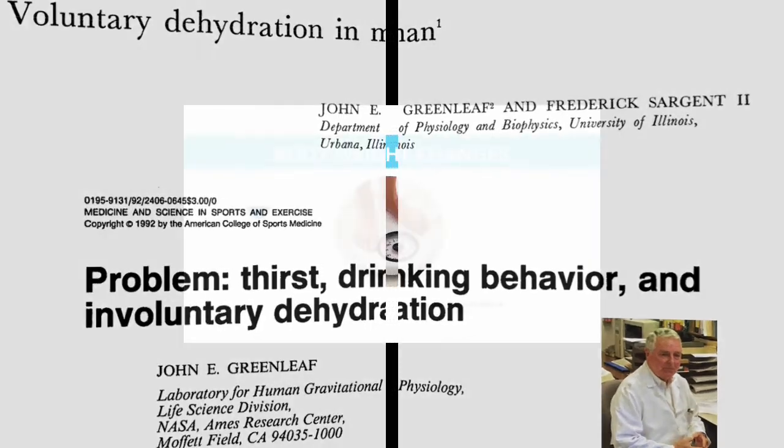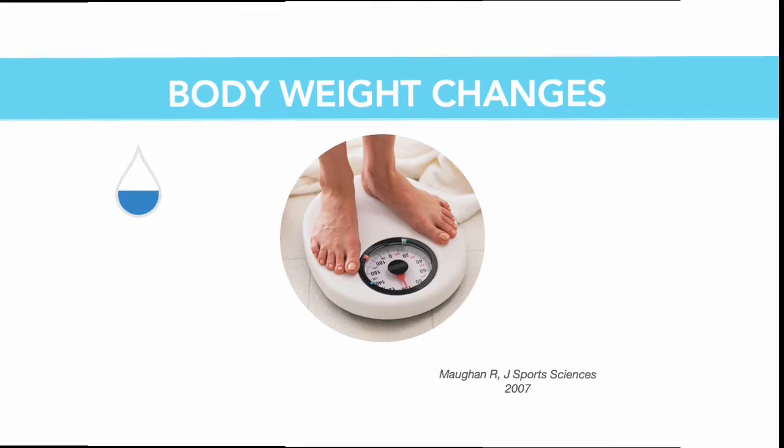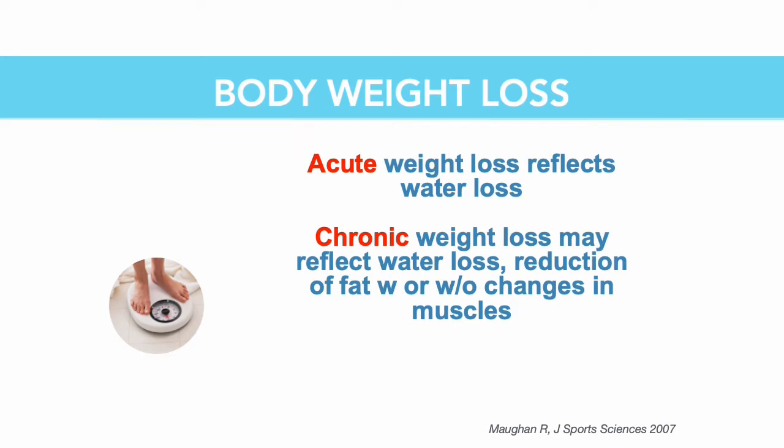So dehydration, especially during exercise, the gold standard of how to assess percent of dehydration is based on body weight changes. So changes in body weight to a great extent represent changes in water content. So acute weight loss reflects water loss. Of course, it's not 100% exactly what you lose really reflects dehydration. But it's very, very close.